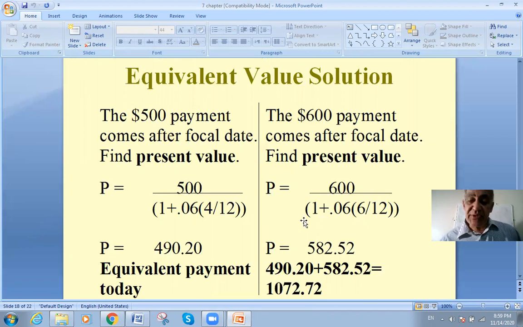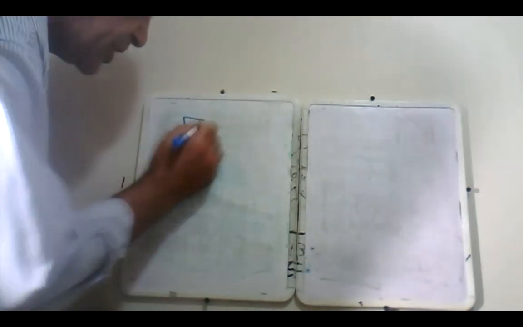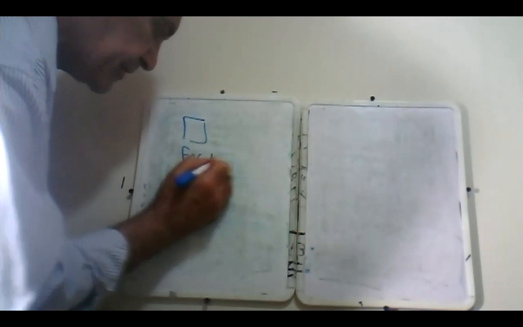Let me make it on the board so it will be clear for you guys. I'll stop sharing, and I will go back to this example again. So now here it is. He's telling me, can you calculate the equivalent value today of the following two scheduled payments? We have two scheduled payments and we have the focal date. The focal date is today. Here we go, this is the focal date.